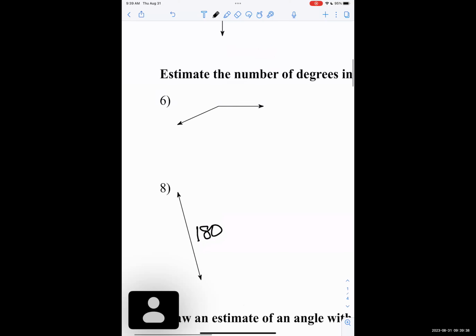Let's go ahead and do number 6. What would be your estimate for number 6? Okay, which does bring up a question. Do we go the short way around or the long way around? We assume that we go the short way around. So yes, 160 would be a good estimate.